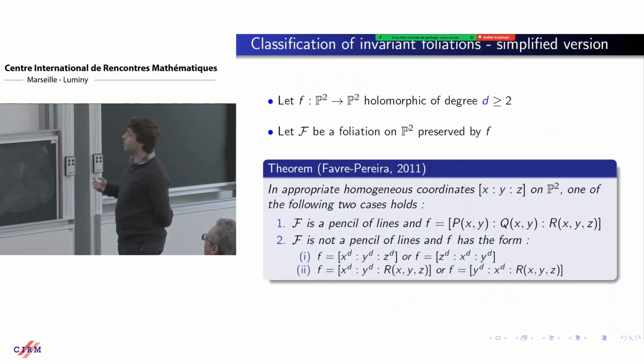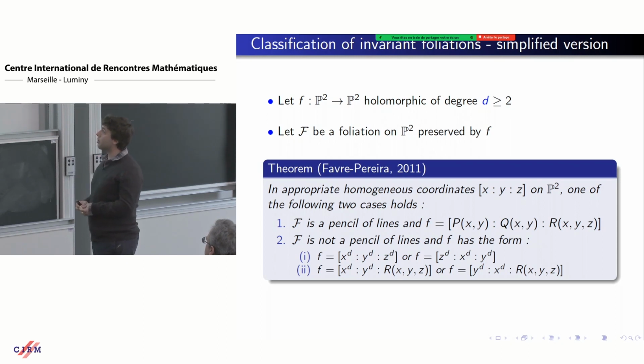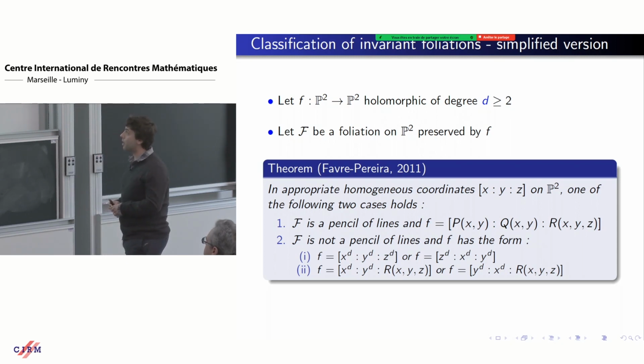Another thing that I need is a classification of holomorphic foliations that was obtained 10 years ago. There are some papers on invariant foliations by Marius Dabija and also Matthias Johnson. There are also other papers by Favre and Pereira on endomorphisms preserving foliations, but also webs. Here, I just speak about foliations.